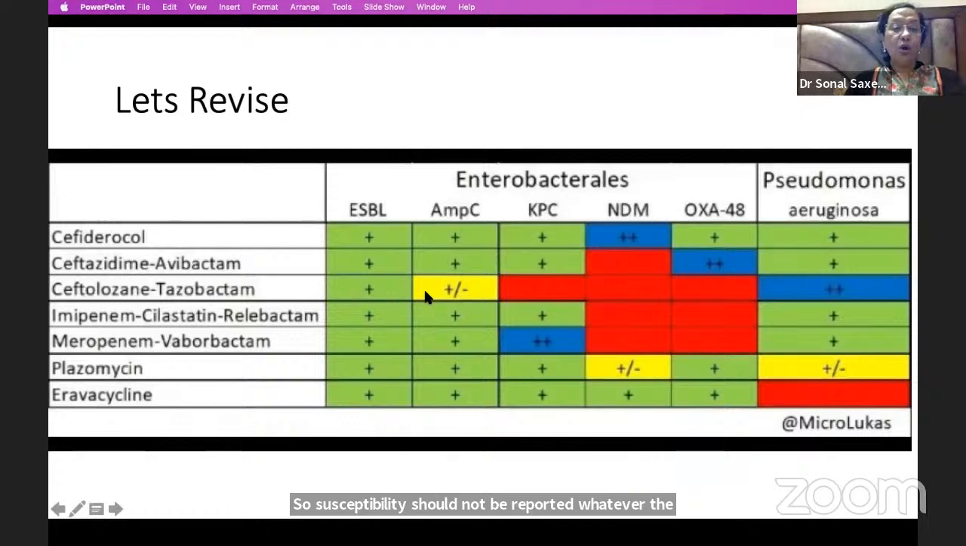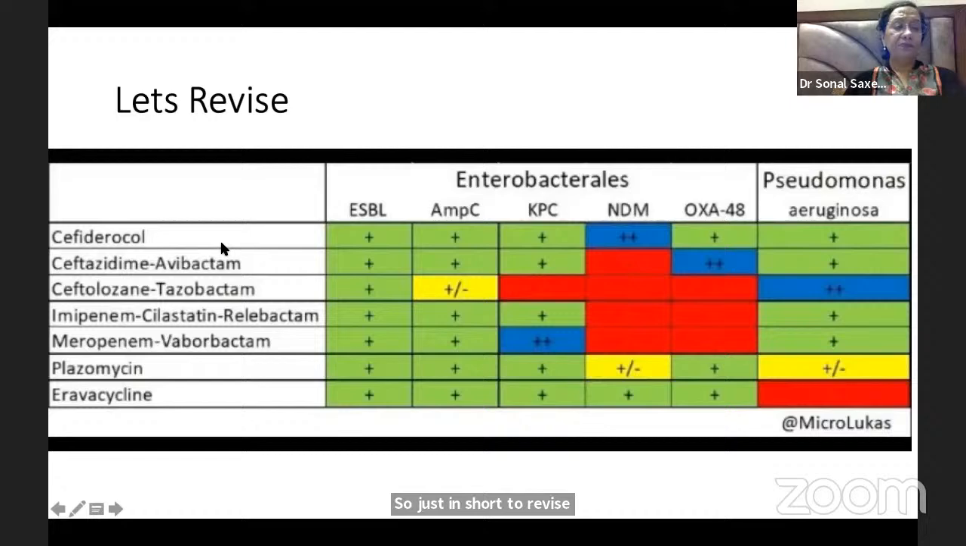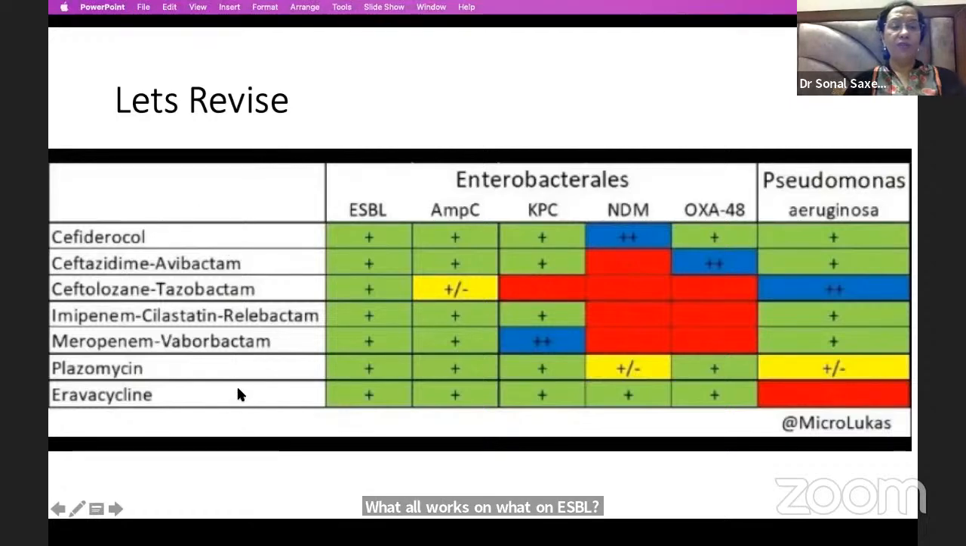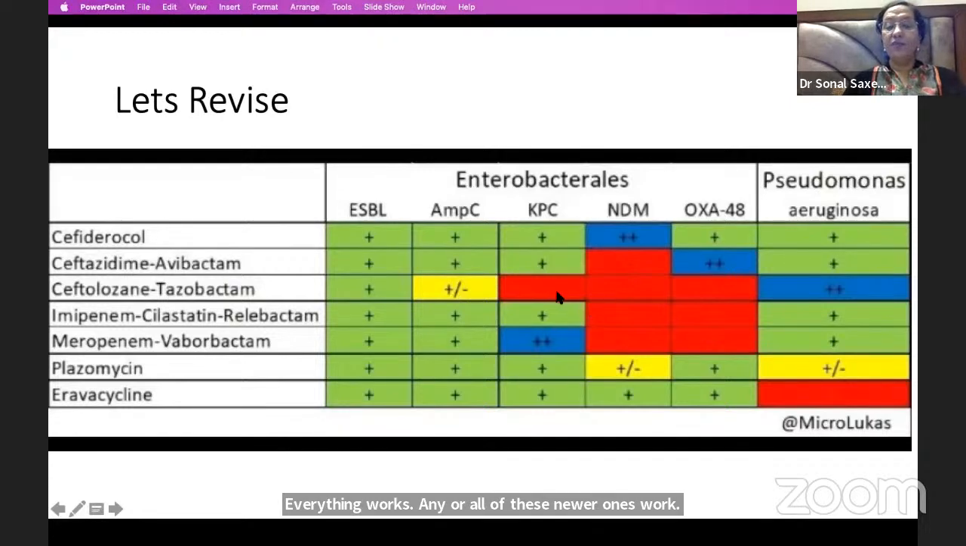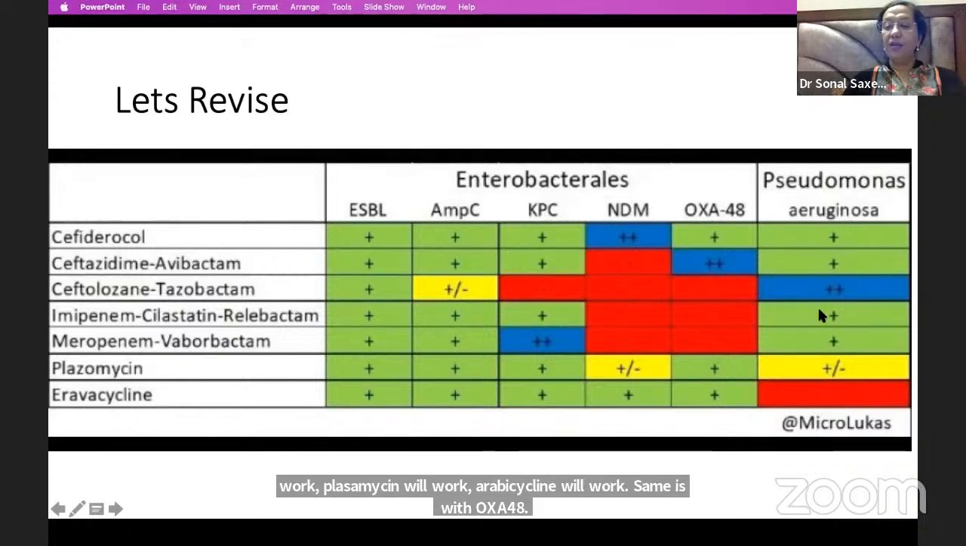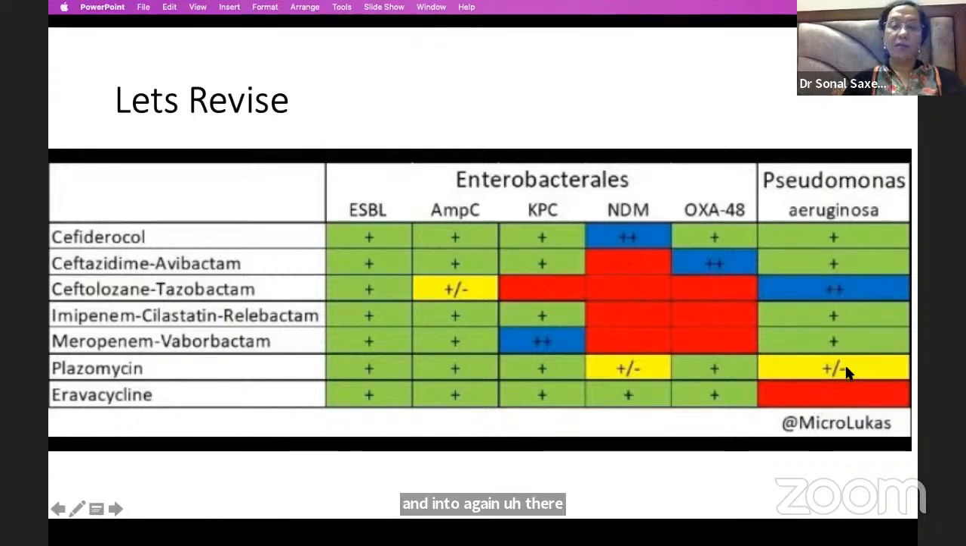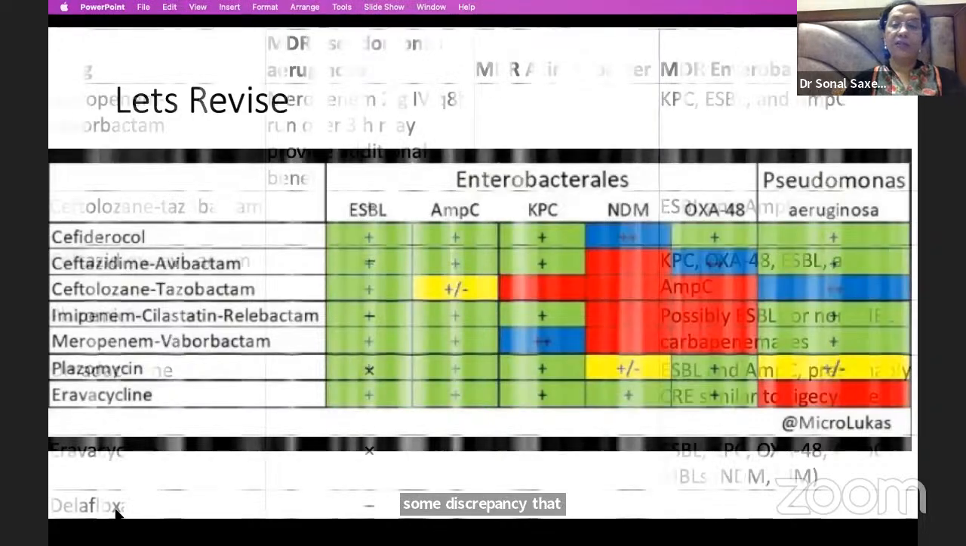So just in short, to revise, what all works on what? On ESBL, everything works. All of these newer ones work. AmpC, ceftolozane-tazobactam may not work. KPC definitely doesn't work. NDM, cefiderocol will work. Plazomicin will work. Eravacycline will work. Same is with OXA-48. And in Pseudomonas aeruginosa, again, there is some discrepancy and they may not work. So eravacycline definitely will not work.